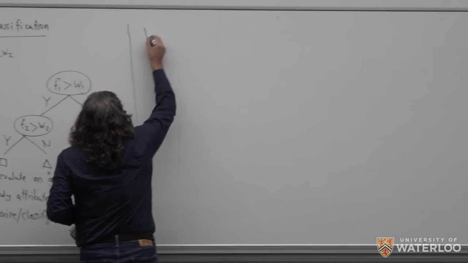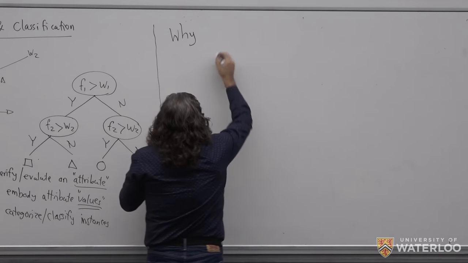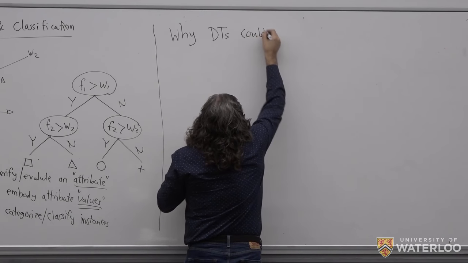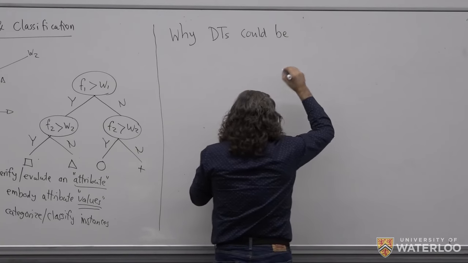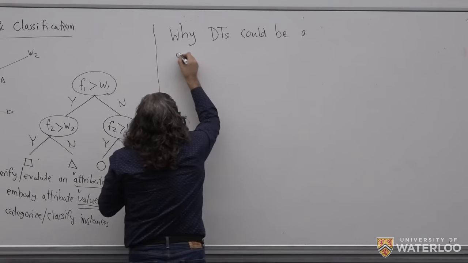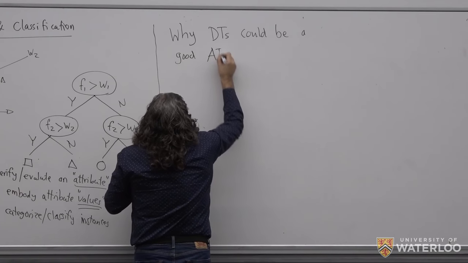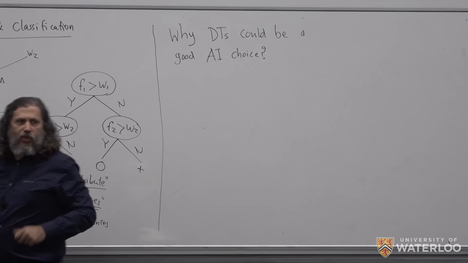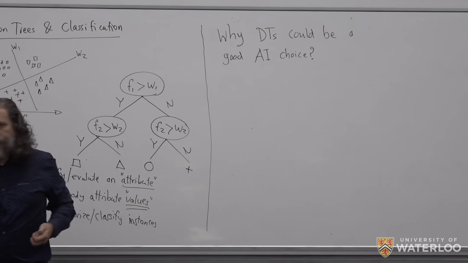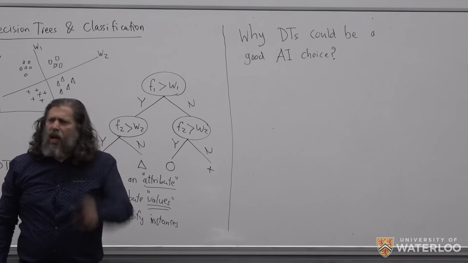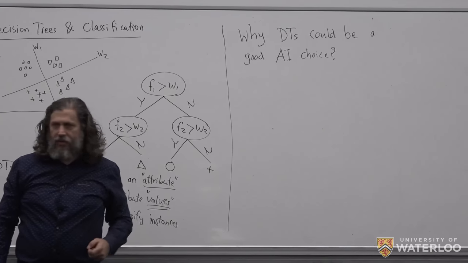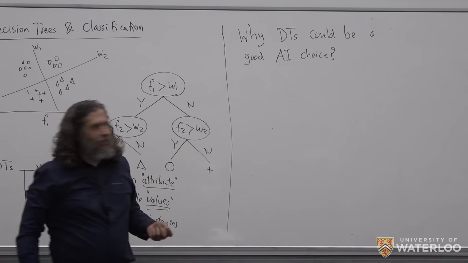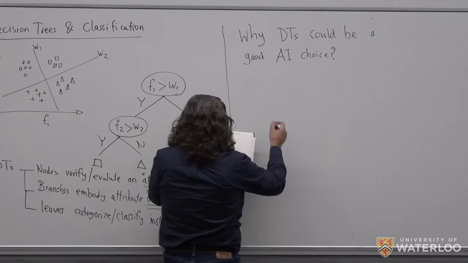So why could decision trees, DTs, be a good AI choice? What I'm trying to say is, who says I should go with decision trees? Why should I go with decision trees? We have support vector machines. Why should I go with decision trees? What, don't you like nature? Trees are beautiful. Wow.